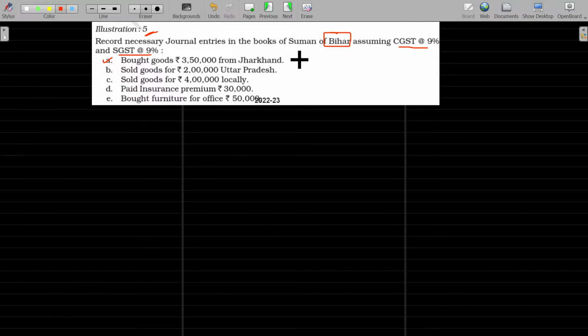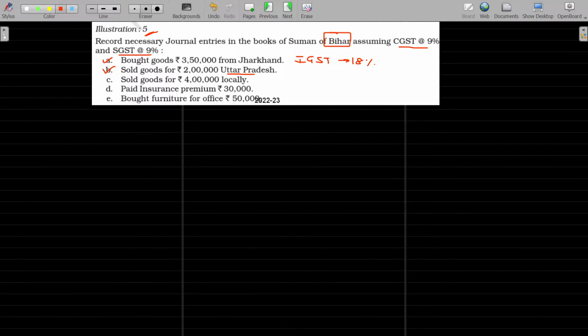Collectively, a tax is leviable, which is called IGST. That IGST rate is nothing but the summation of these two rates, 9 plus 9, 18%. This will be collected commonly and shared later. 50% will be retained by the central government, another 50% is distributed to the state government eligible for that. Is that okay? And B case, sold goods for rupees 2 lakhs to Uttar Pradesh.